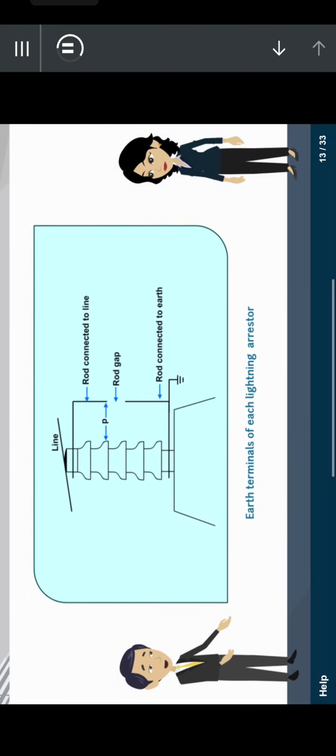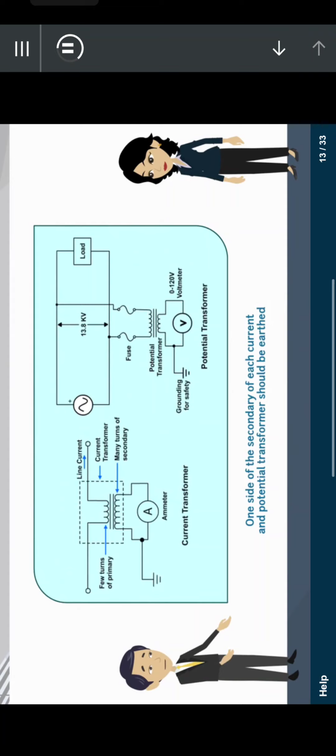No, there is more. The earth terminals of each lightning arrestor should be earthed. As you can see here, one terminal is connected to the live line and the other terminal is connected to earth. Further, as you can see in these diagrams, one side of the secondary of each current and potential transformer should be earthed.